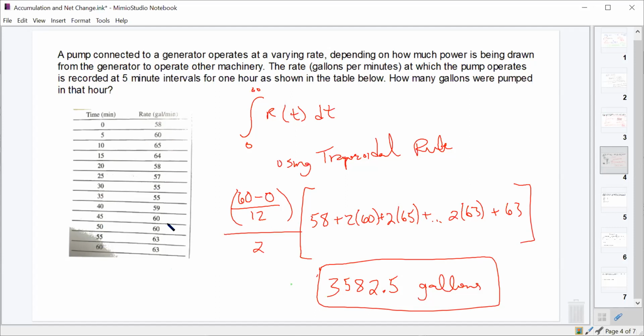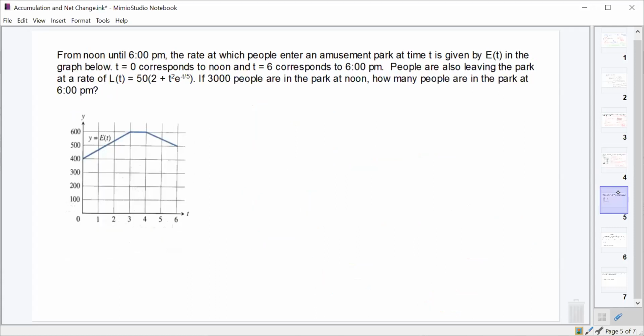Any questions on that? Nope. All right. Let's take a look at another one. I'll give you guys a second here to read it, and then we'll start talking about it.